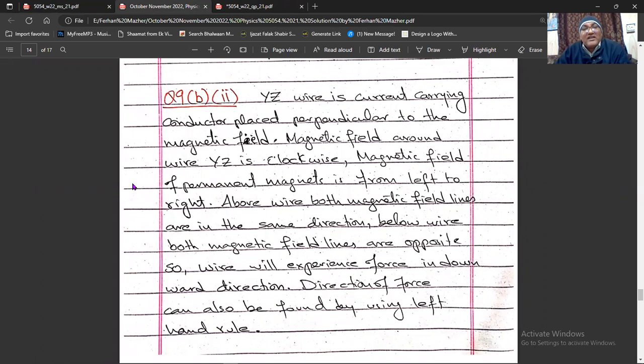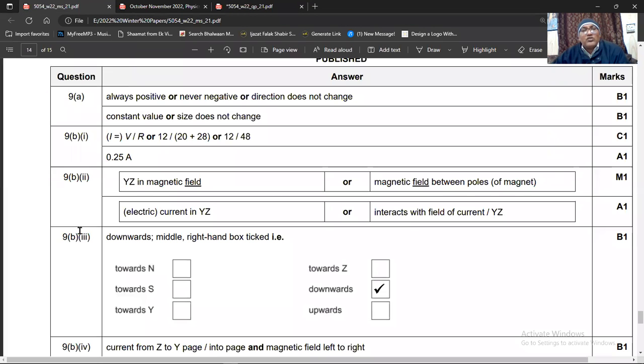Okay, the answer, sorry. YZ wire is a current carrying conductor placed perpendicular to the magnetic field. Magnetic field around the wire YZ is clockwise. Magnetic field of permanent magnets is from left to right. Above the wire, both magnetic field lines are in the same direction. Below the wire, both the magnetic field lines are opposite. So the wire will experience force in the downward direction. Direction of force can also be found by using the left-hand rule. So you don't have to explain the left-hand rule here, okay?